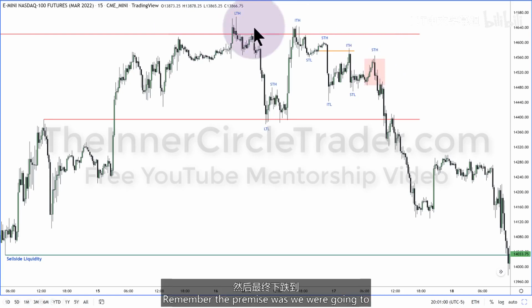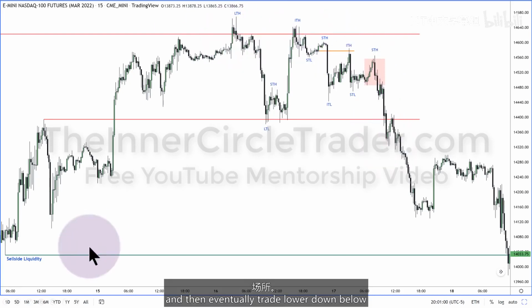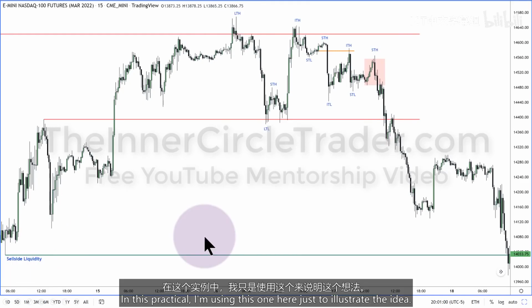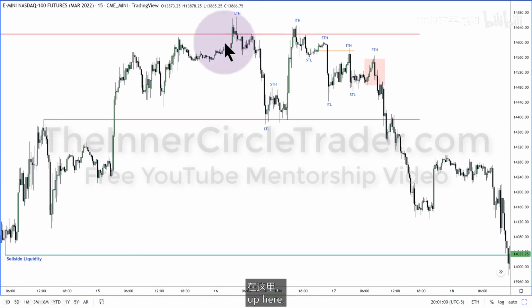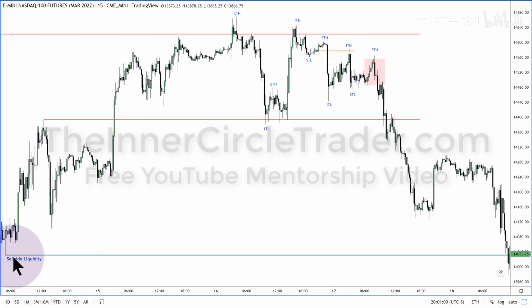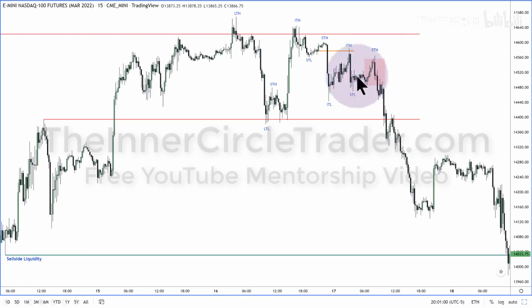Remember, the premise was we were going to go up to this upper level here, rebalance, and then eventually trade lower down below sell side liquidity. In this fractal, I'm using this one here just to illustrate the idea. So in other words, up here, it's going to make a short pattern, something bearish to get short on. Then work towards going down to that low. Now clearly you can see it here. It does so nicely. But I want to take you into this price action right here.